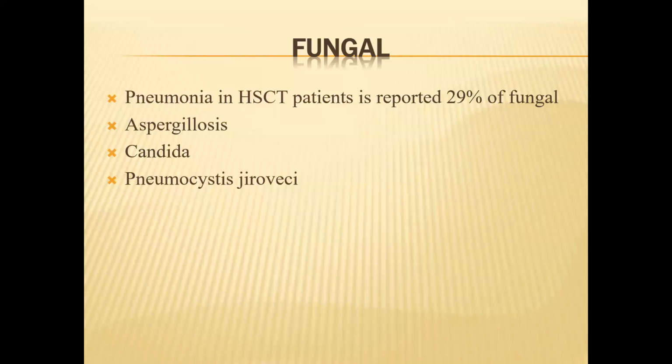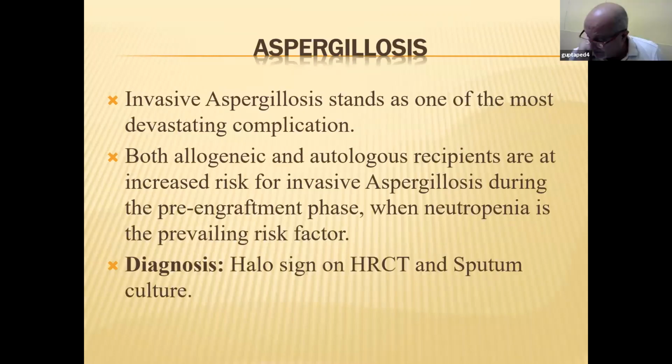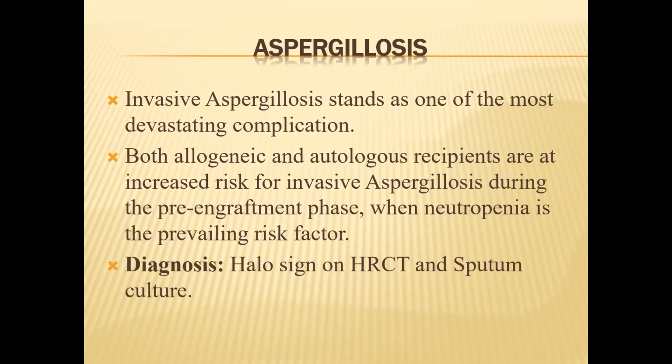The most common is aspergillosis. Candida and Pneumocystis jirovecii are rare because we give prophylactic doses of cotrimoxazole, and for Candida we prophylactically give fluconazole, so their incidence is low compared to aspergillosis. Next slide, sir. Invasive aspergillosis remains one of the most devastating complications. Both allogenic and autologous recipients are at increased risk for invasive aspergillosis during the pre-engraftment phase, when neutropenia is the prevailing risk factor. Diagnosis: there is the halo sign on HRCT, and sputum culture.